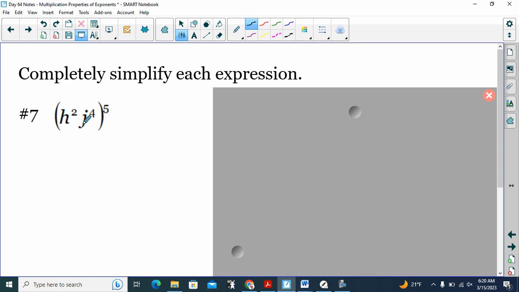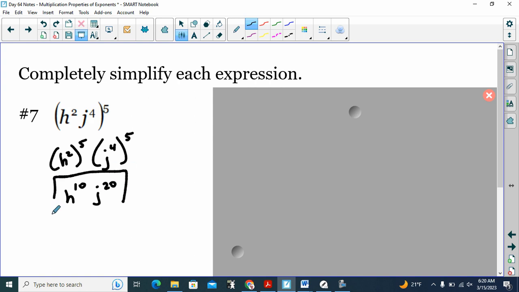I raise each thing to this same exponent. Notice I have a product. I'm multiplying to an exponent. I can distribute the 5th. So I've got h squared to the 5th, and then I've got j to the 4th to the 5th. I raised each of these things to the 5th power. Now this is power of a power, I multiply. H to the 10th, j to the 20th.